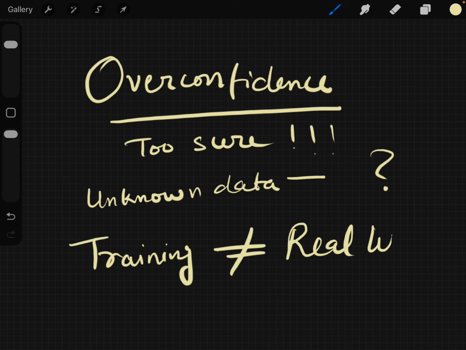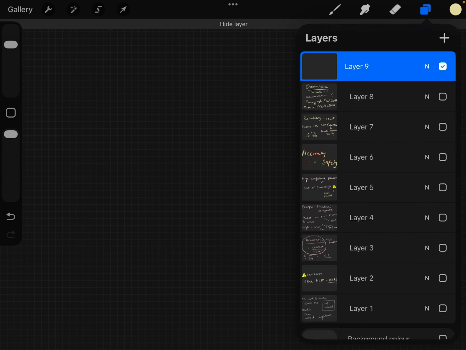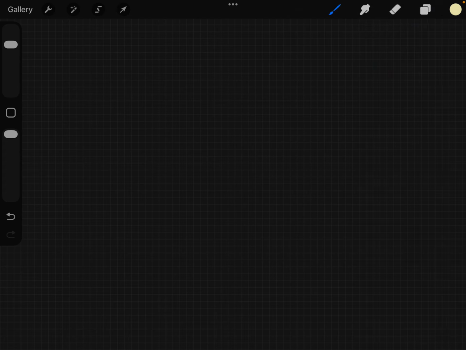Another reason is unfamiliar data. The real world is often different from training data. But models are forced to give answers. Most models are designed to produce an output even when they are uncertain or confused.